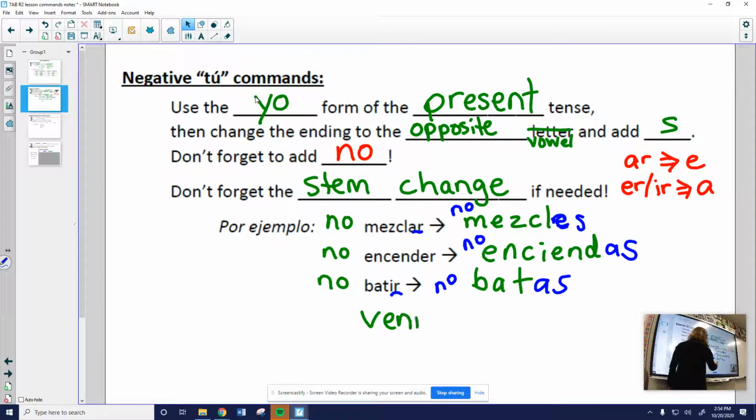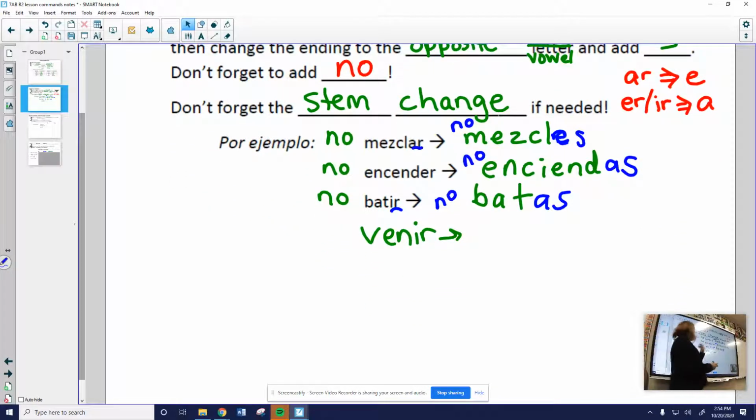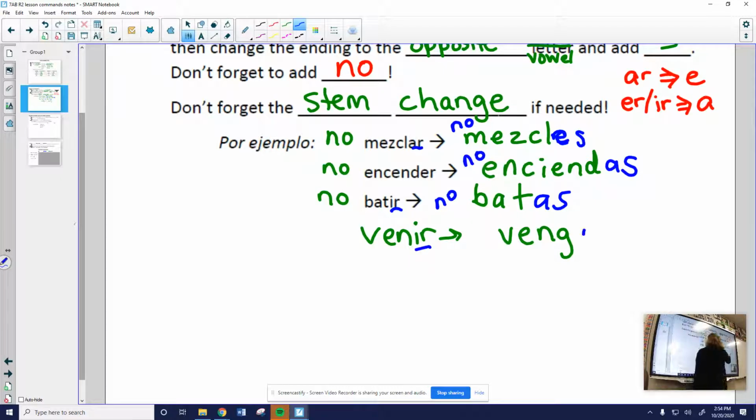For example, if we were using the verb venir, venir has an irregular yo form. ¿Recuerdan cuál es? Vengo, exactamente. So if we were saying to someone, don't come, we go to yo, take off the O, and add the opposite vowel. It's an IR verb, so we add an A, add an S, because we're talking about tú. And then we'll add no, because it's a negative tú command. No vengas means don't come. Don't come to the party too early. No vengas.